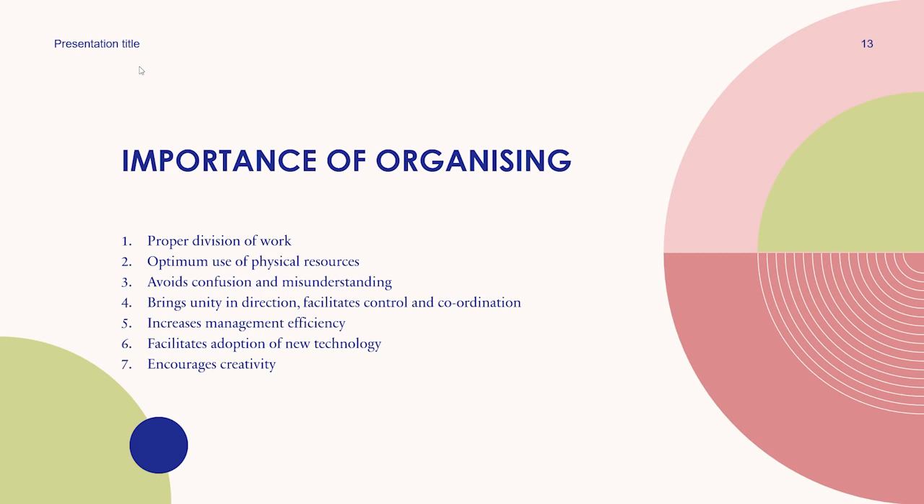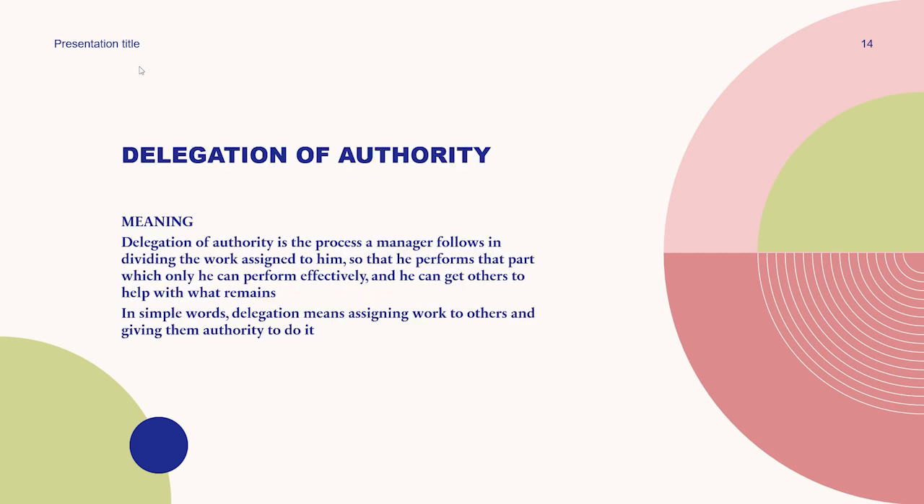Now we can go to the next slide, that is delegation of authority. Delegation is an act of vesting self-authority along with responsibility in some other with a specific object. However, the overall authority and responsibility always remains with the manager who delegates his authority.